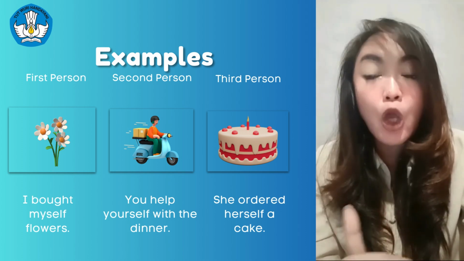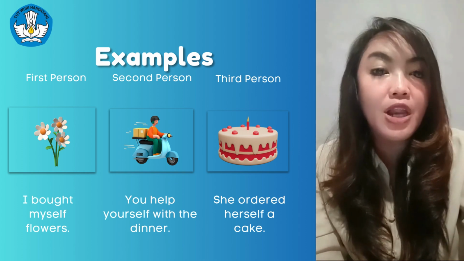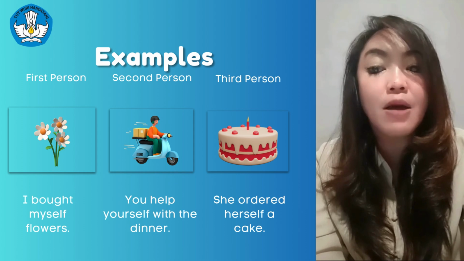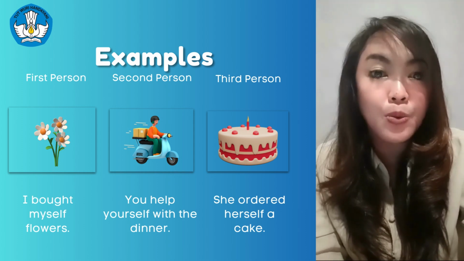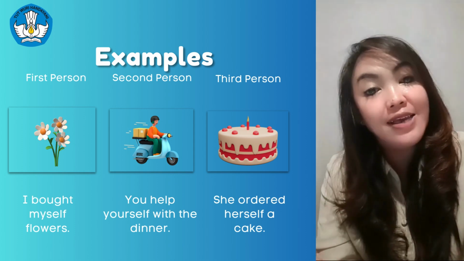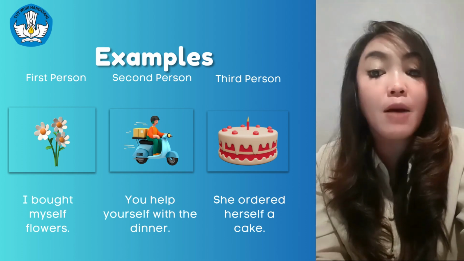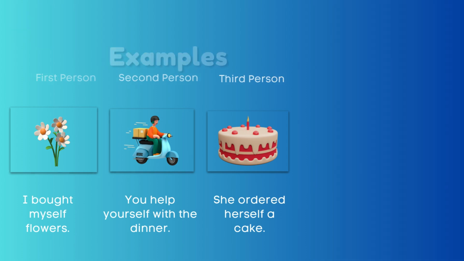Second person, you help yourself with the dinner. The reflexive pronoun yourself refers back to the subject of the sentence, you. Third person, she ordered herself a cake. The reflexive pronoun herself refers back to the subject of the sentence, she.